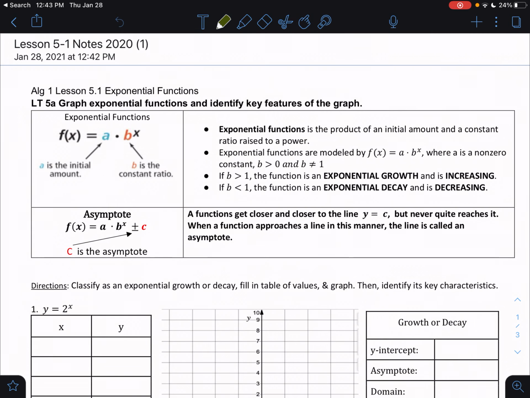So today we're going to go over 5-1 notes. We're starting a new unit all about exponential functions. We're going to be graphing them today. I'm going to split this up into two parts, so you're only going to be taking about half of the notes today because it's kind of long. I don't want you to have to watch like a 30-minute video.